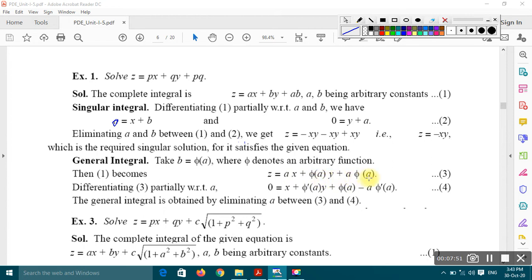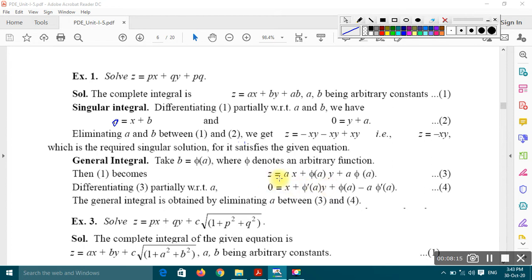Now we differentiate this with respect to a partially, and try to eliminate a from this equation number 3 and the partial derivative of this equation with respect to a. To eliminate the value of a, then we get the general integral.